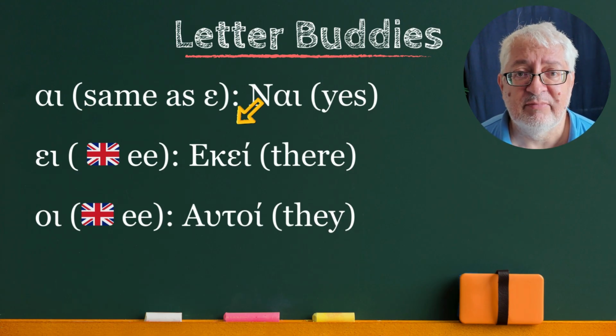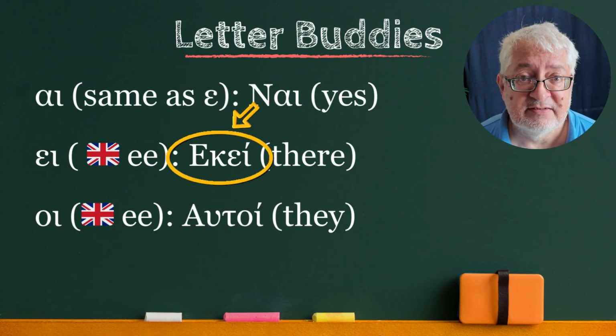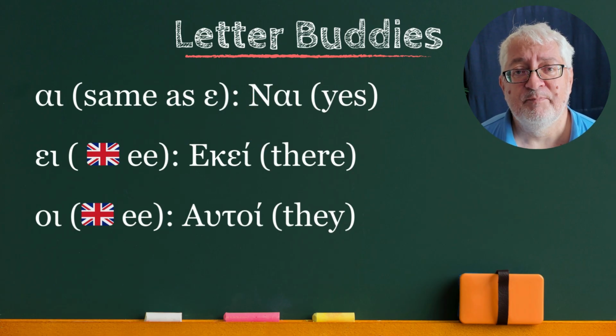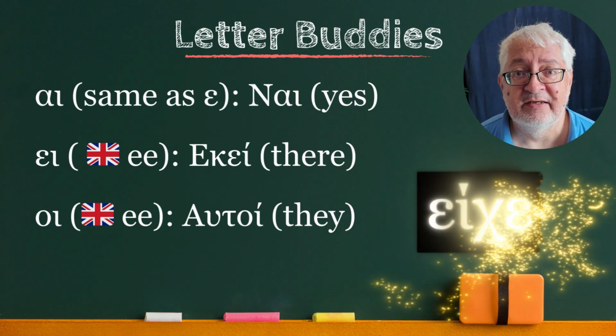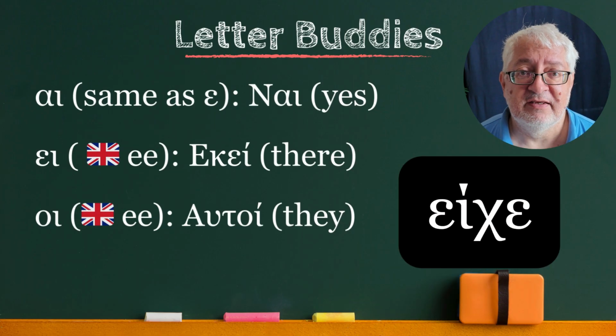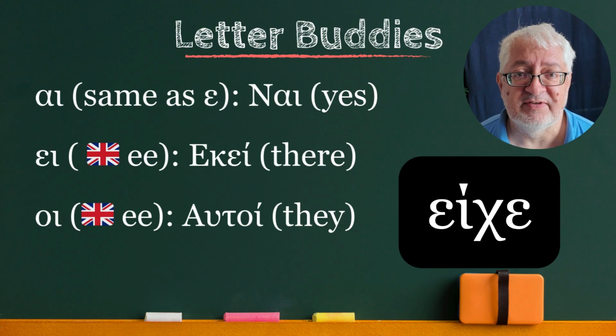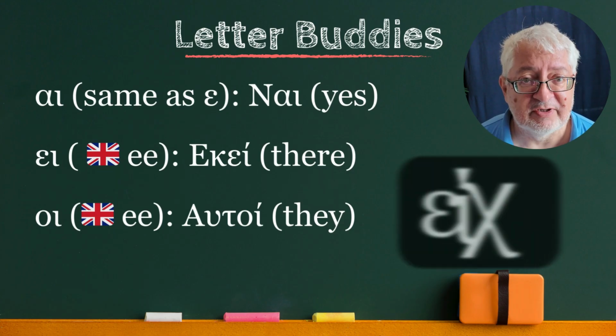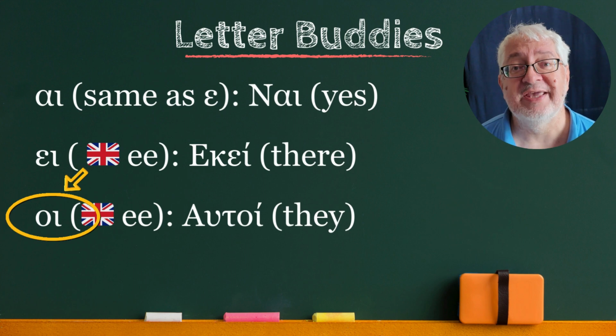So a key, for example, over there contains this E, and there are many other words. Iche, he had or she had. Iche, this E is also like that. So this is again very common. And the last one, also very common, is the Omicron iota, which again is an E.